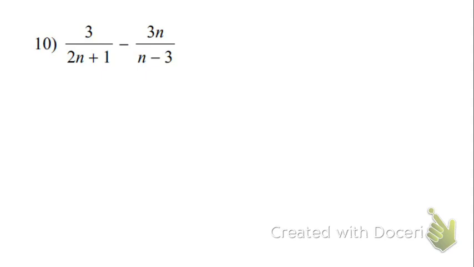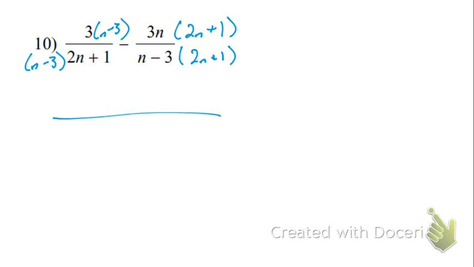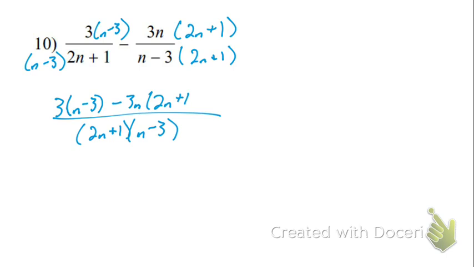Last one, I'm going to go ahead and get you started on this. You're going to finish this one and every other problem from this worksheet on your own. So this needs a 2n plus 1. And this, so is the top. And this needs an n minus 3. And so is the top. So up top, on the bottom, I have 2n plus 1 and an n minus 3. Up top, I have 3n minus 3 minus 3n, 2n plus 1.